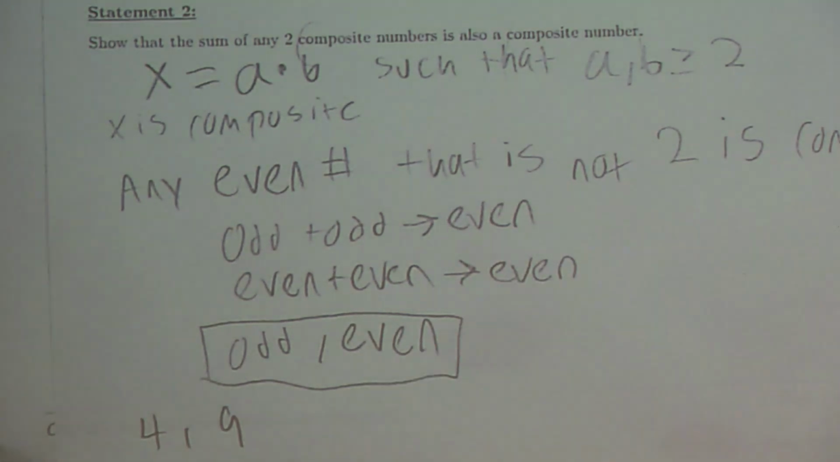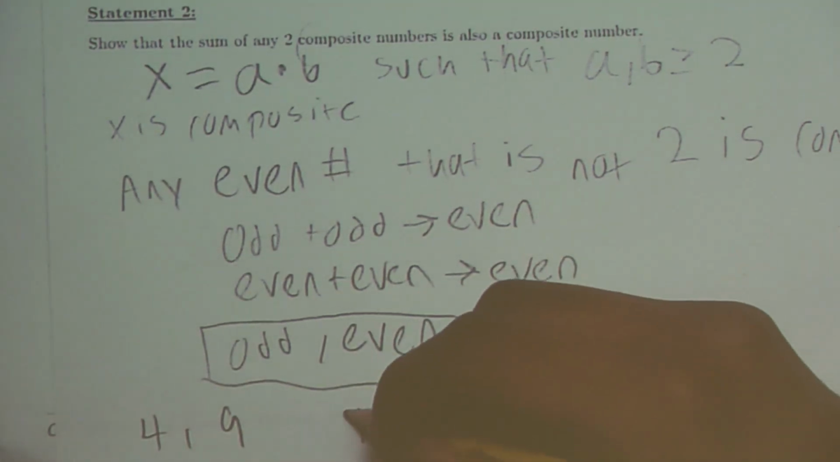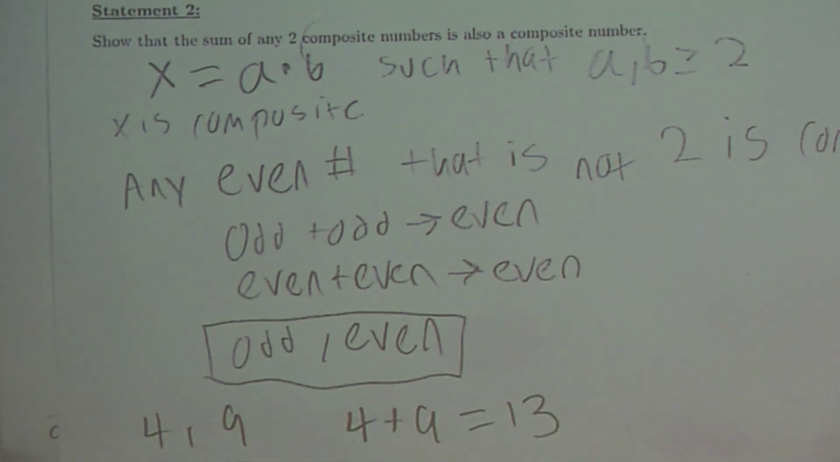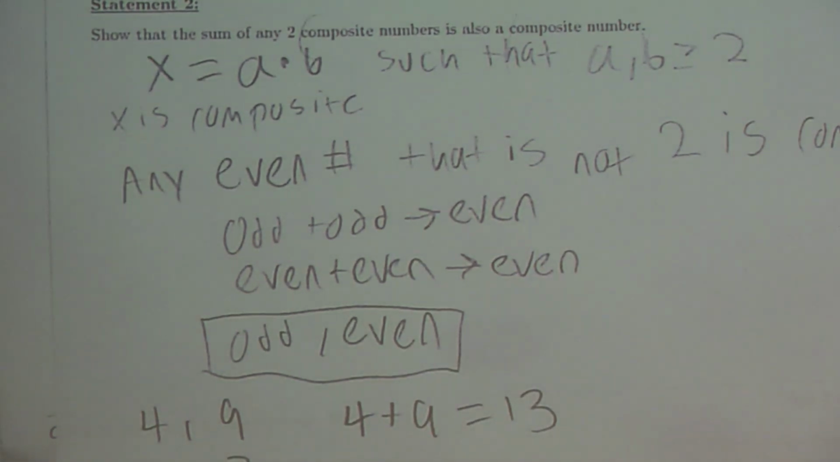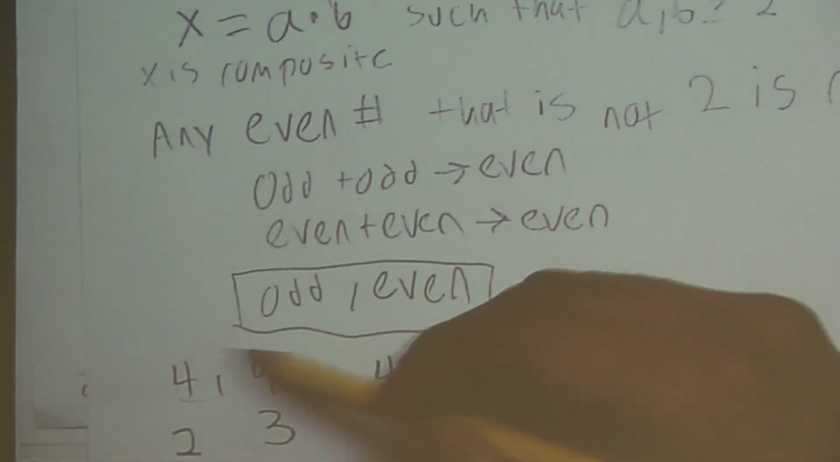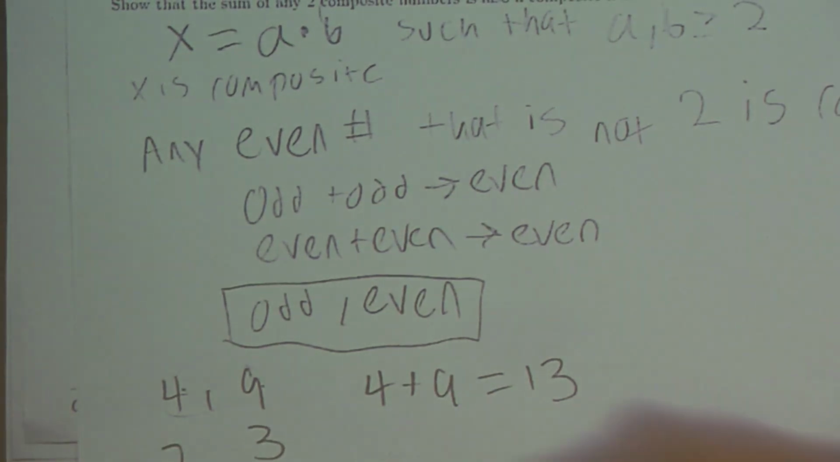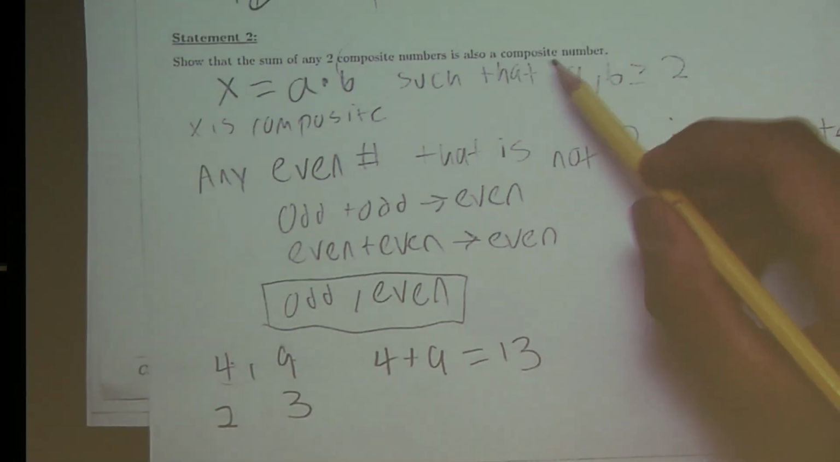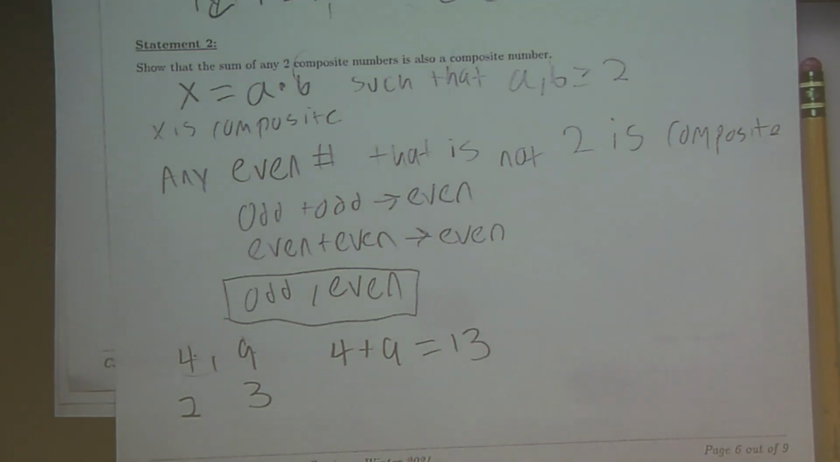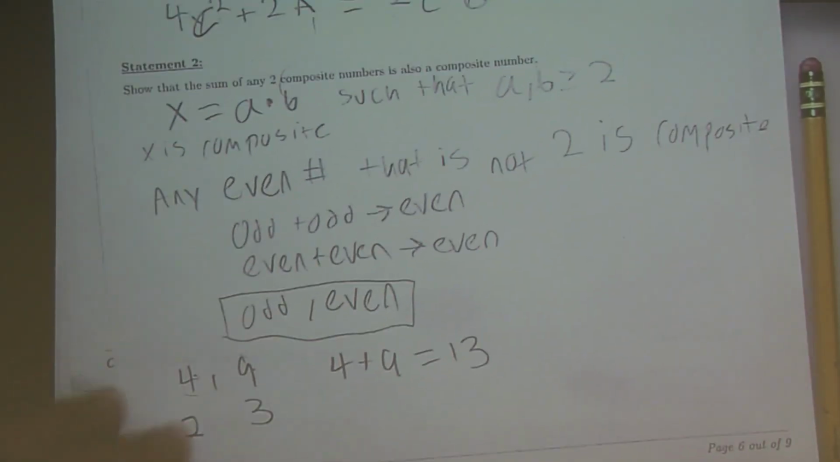So what happens when we sum these numbers up? 4 plus 9 equals 13. And is 13 a composite number? No, because 13 only has two factors, 1 and itself. So therefore, we have a counterexample to this problem. We had two composite numbers, 4 and 9, and the sum is prime. It's not a composite number. So we have disproved this statement here.